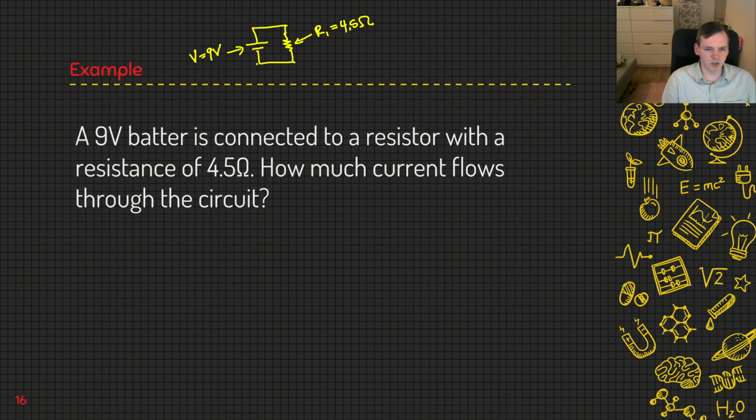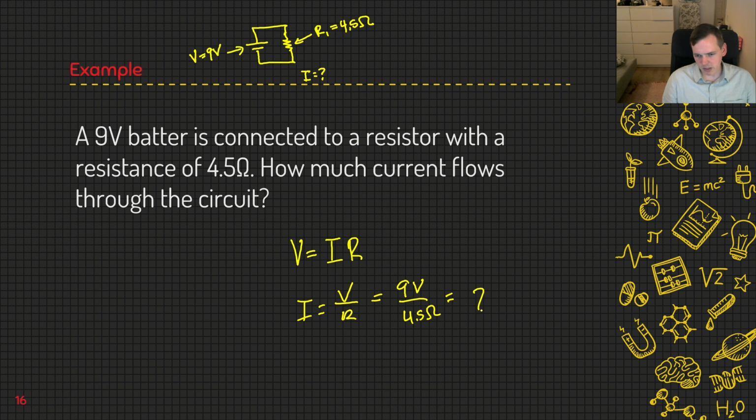In this case, because there's only one component in our circuit, the current's going to be the same everywhere because it's not going to pile up anywhere. And we just have to jump into a simple V equals IR. We want to solve for I. So I is equal to V over R, which is equal to 9 volts over 4.5 ohms, which means that we get 2 amps as our current. Again, just from rearranging and plugging things in.